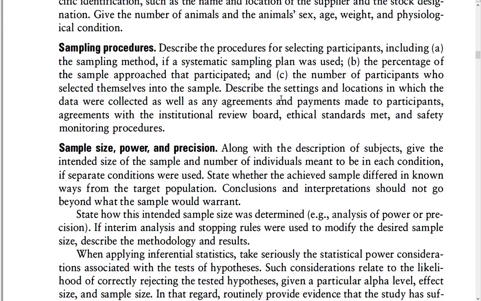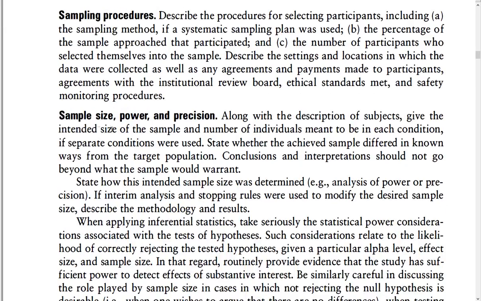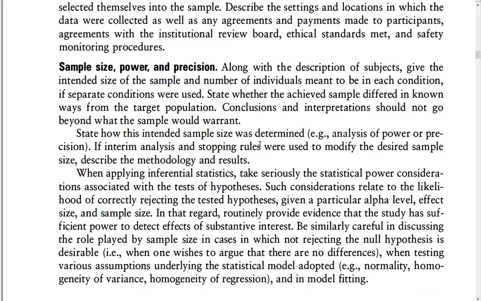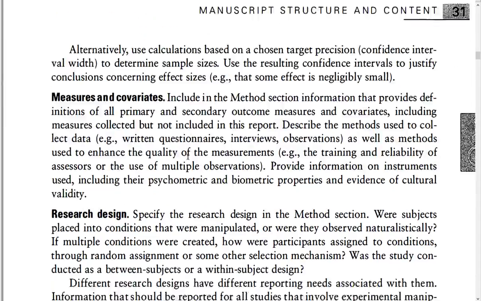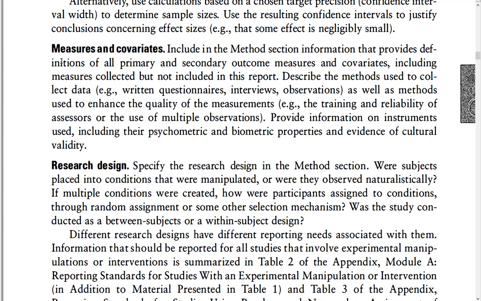Then we talk about sampling procedures, and it gets into other things like sampling size, power, and precision, which most of you won't have to worry about, so I'm not going to worry about that right now. Then you may have a measures section, or what we call the instrumentation section, where if you have research measures, whether they're written questions, interviews, or observations, you want to tell us what it is that you're collecting and how you went about doing that.